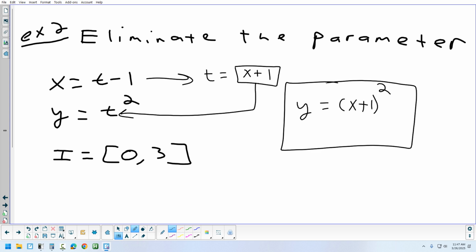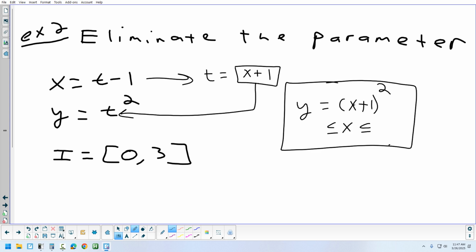But was the original graph limited to being between a starting point and a stopping point? Yes. Then this one needs to be too. It needs to start somewhere, and it needs to stop somewhere. I don't care about the y value. If I was asking you for the coordinate of where it started, then yeah, I would care about the y value. But I just need to know for x's, what x's am I allowed to plug into this formula?